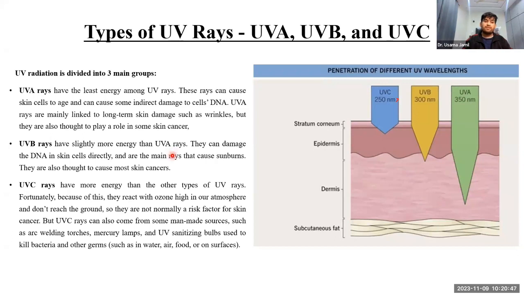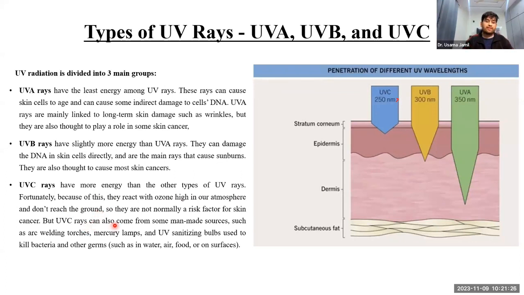So sunburns are mainly caused by UVB rays. UVC rays have more energy than other types of UV rays. Fortunately, because of this, they react with the ozone high in our atmosphere and do not reach the ground. As we speak of the energy spectrum between the three types of UV rays, UVC has the maximum energy, and before reaching the ground, there is an envelope around the Earth. UVC rays directly react with the ozone and cannot penetrate enough to reach the ground.